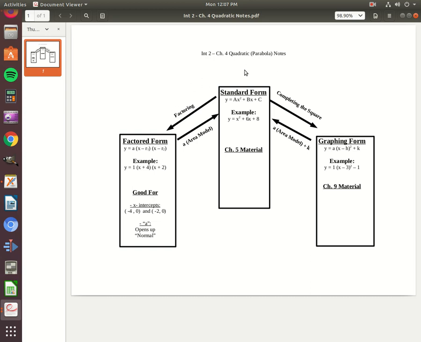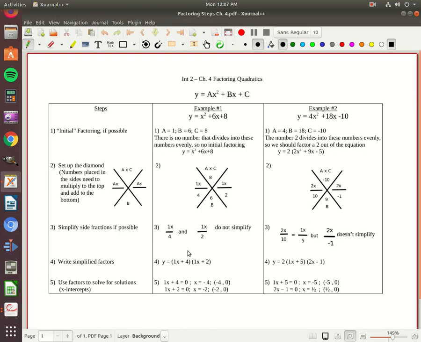We've talked about it a couple times. Again, we have this 5-step process, at least in Chapter 4. We're going to add some steps to it in Chapter 5, where we'll just talk through one right now. So y equals x squared plus 6x plus 8. The first thing we're going to do is initial factoring if possible.